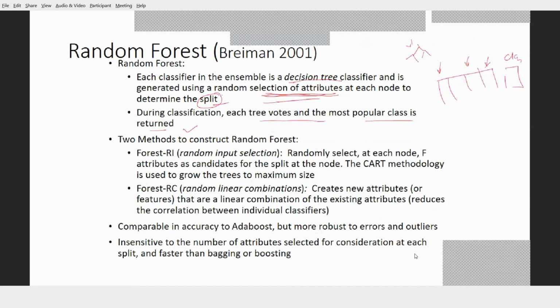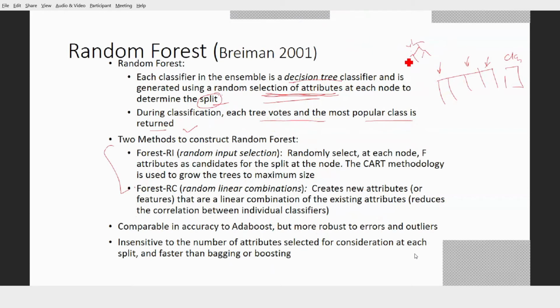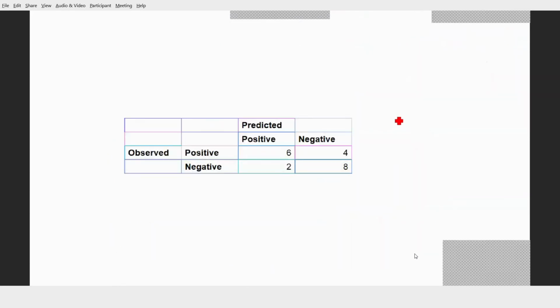So this is what is known as a random forest technique, for which I'm going to take decision tree as the next topic, which we are going to start today. During classification each tree votes and the most popular class is returned. So here the difference is that all the models are of the same type. You have tree 1 here, tree 2 here, tree 3 here, tree 4 here, and each tree is being trained using different attributes.